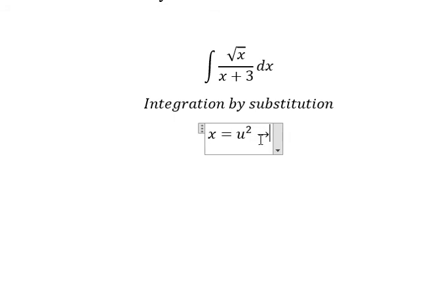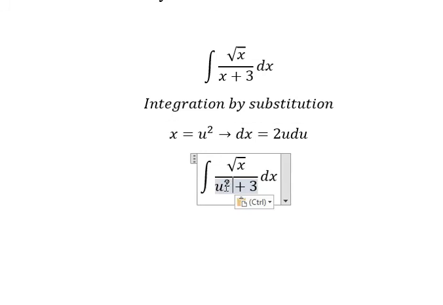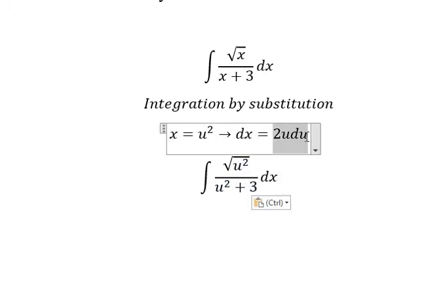Next, we do the first derivative for both sides. We have ds equals 2u du. About this one, we change by s. The s we change by this one.